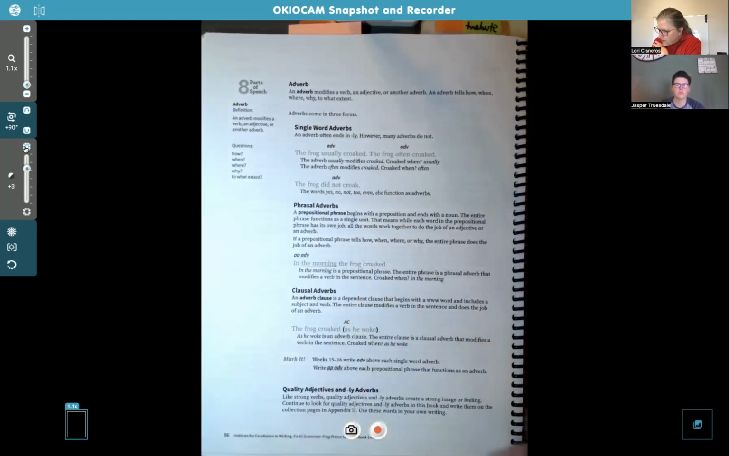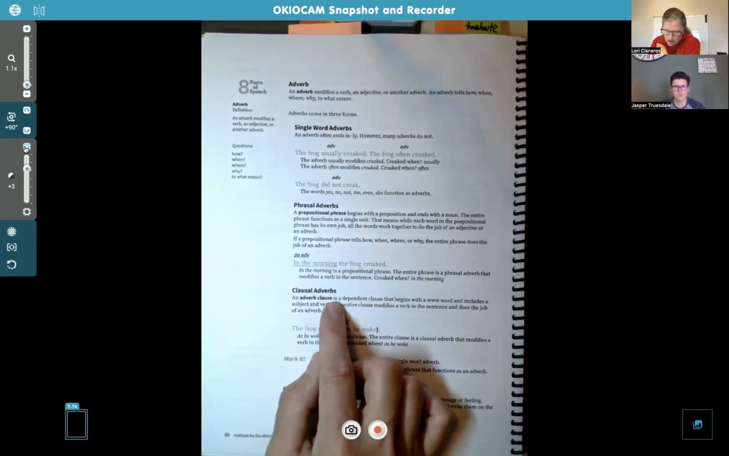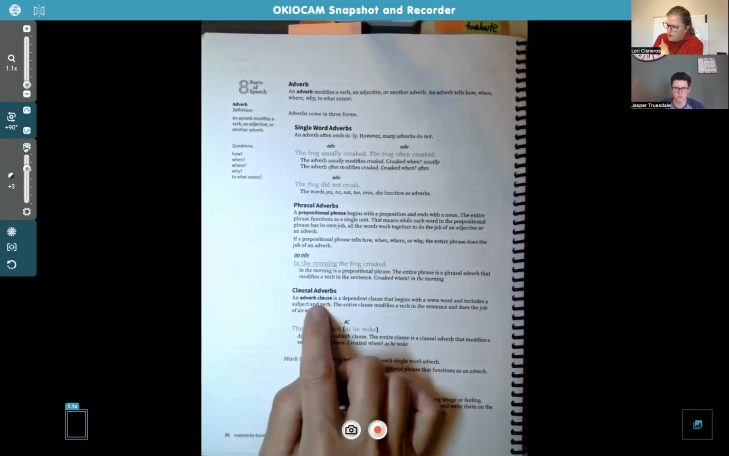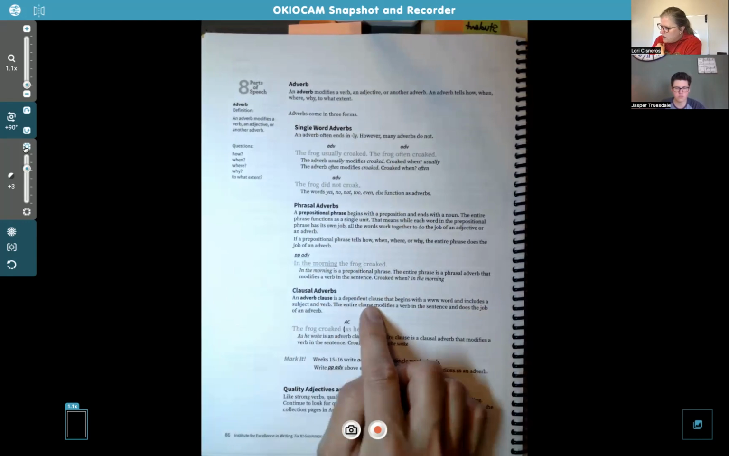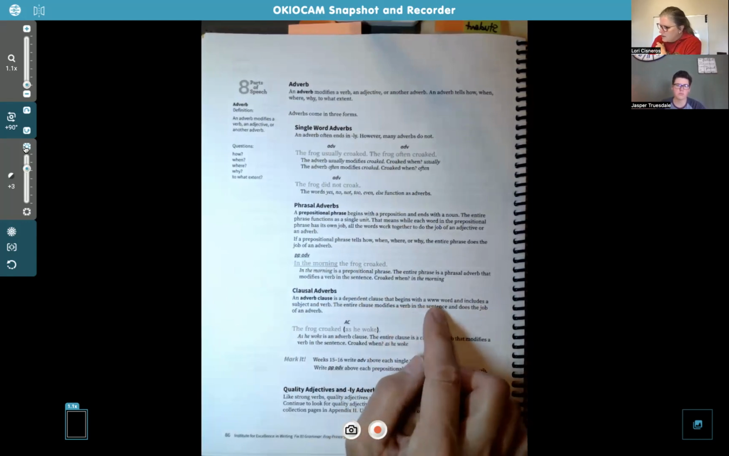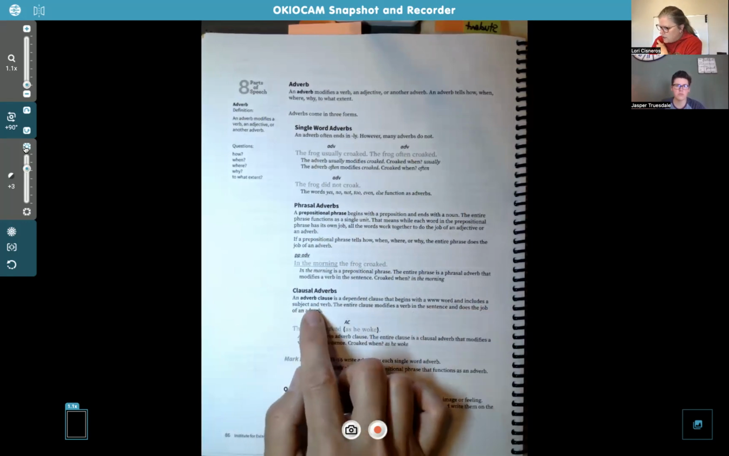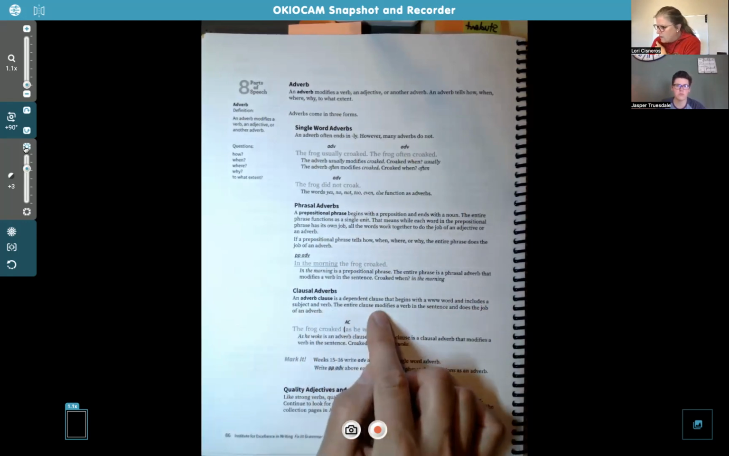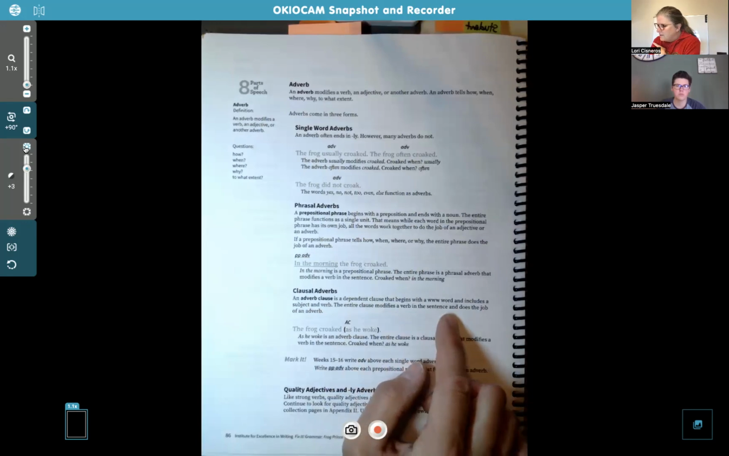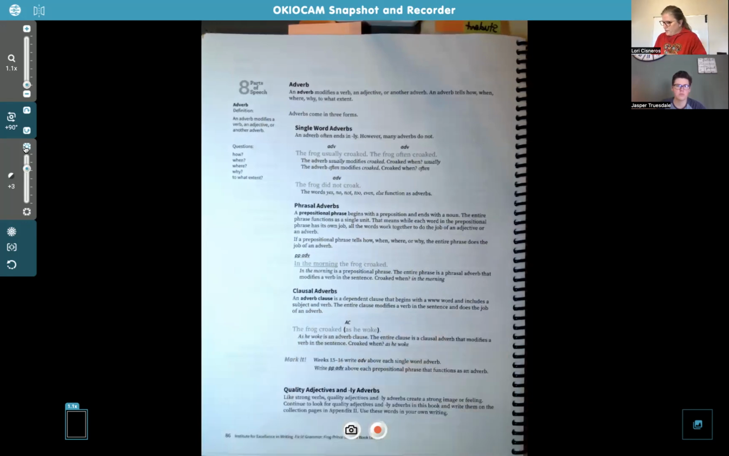Okay, and then clausal adverbs, that's an adverb clause, whereas the other one for adjectives was a who, which clause. This is the adverb clause. It's a dependent clause that begins with a www word and includes a subject and a verb. The entire clause modifies a verb in the sentence and does the job of an adverb.